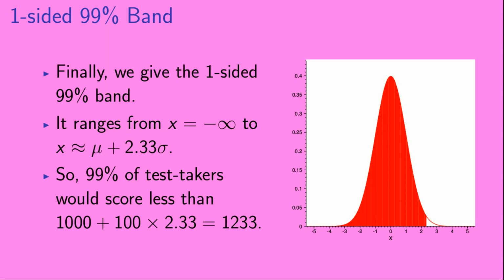Okay, finally, we give the one-sided 99% band. It ranges from x equals minus infinity up to approximately x equals mu plus 2.33 sigma. So 99% of test takers would score less than 1,000 plus 100 times 2.33, which equals 1233.